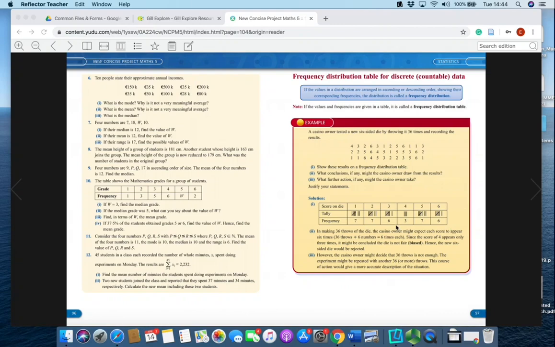And I would say there's 2 acceptable answers here. You could say that it was a biased die in that 4 didn't come up often enough. You would have expected more 4s.